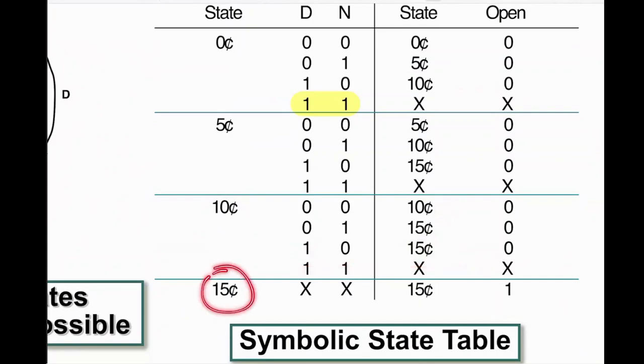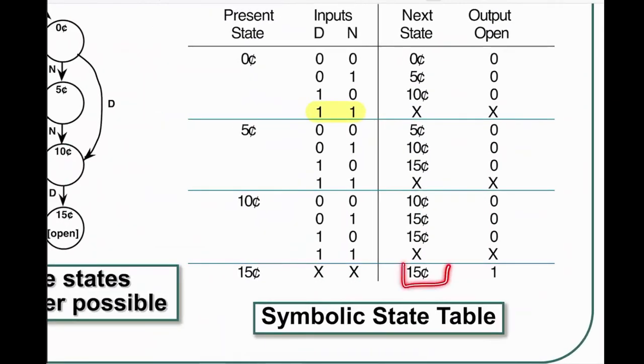Now, if you are in state 15 cents, no matter what the user enters, nickel or dime, the next state is going to be 15 cents. That means you're just staying there. You're not moving forward because we said we are going to need the user to press a reset button to bring it back to 0 cents, and we are not giving any change back. So at 15 cents, if you keep entering the nickel or dime, you just stay at 15 cents. As long as you are in the 15 cent state, you are going to have the output open, right? That's where you are giving the pack of gum to the user.